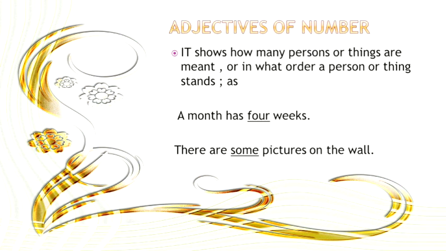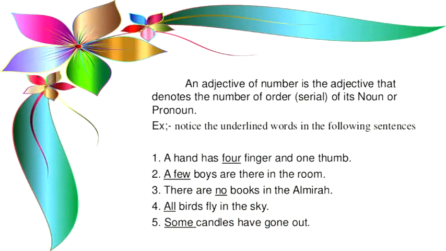Always remember that there has to be a noun or a pronoun in your sentence about which the adjective gives more information. Okay. So now we will learn more about adjective of number through some more examples. An adjective of number is the adjective that denotes the number or order of its noun or pronoun. Now see the underlined words.